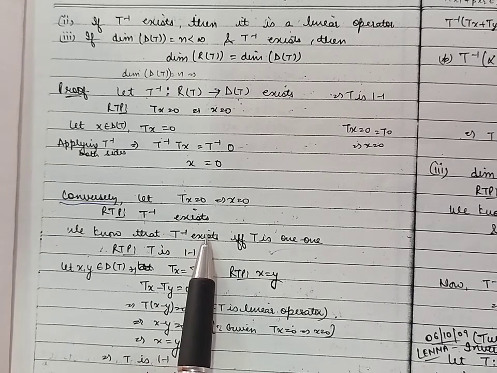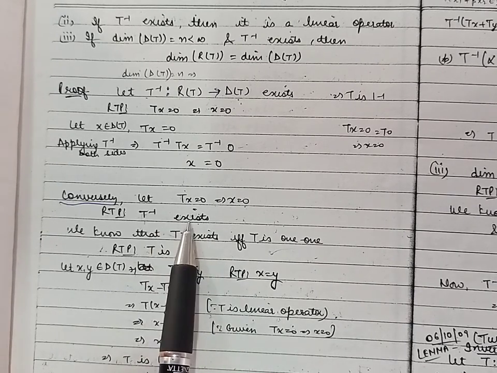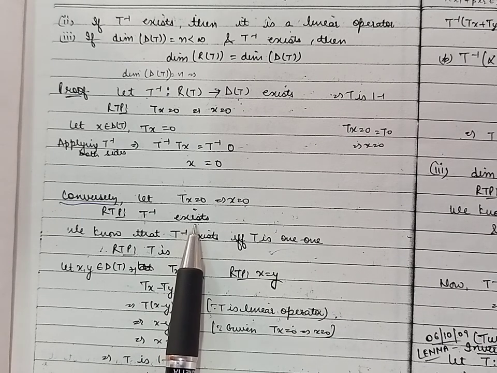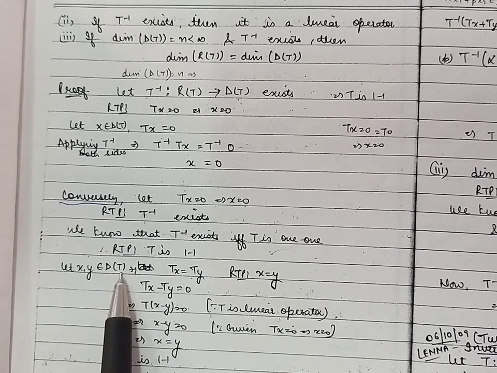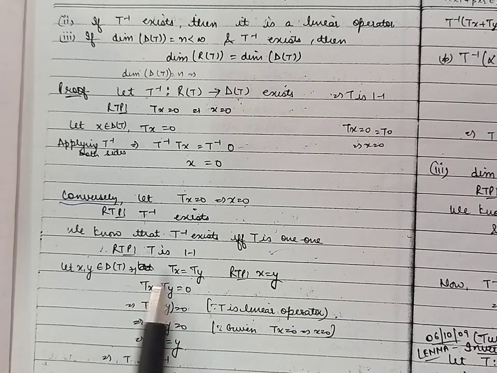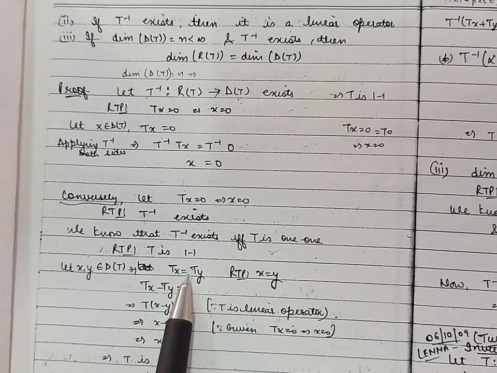It means in order to prove that T inverse exists, we have to prove that T is a one-one linear operator. In order to prove one-one, let us take two elements x and y belonging to the domain of T such that their images under T are the same. So let us take the image of x under T is equal to the image of y under T.